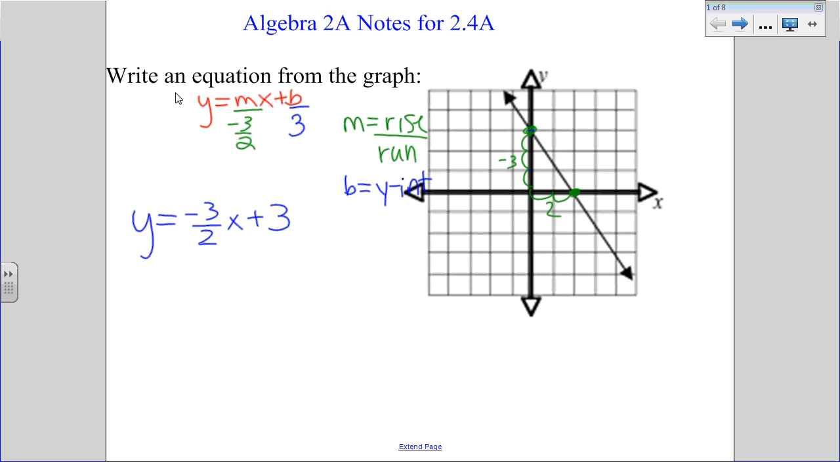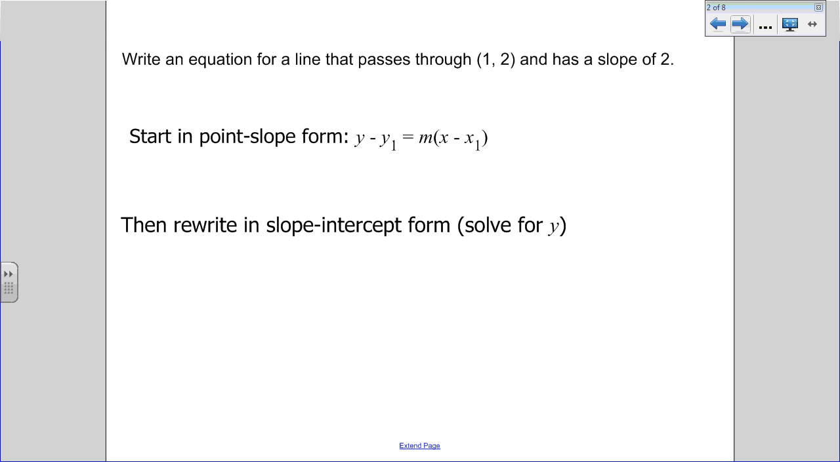So that's what you saw in the preview activity. What we want to do is take a look at how we write an equation if we don't have a graph, or if we don't have the y-intercept on the graph. And so what we have is the given information. For example, number 2 says, write an equation for a line that passes through (1, 2) and has a slope of 2. So now I don't have the y-intercept. I have the point (1, 2). It doesn't fall on the y-axis. Remember, your y-intercept always has an x value of 0. But we do know the slope.